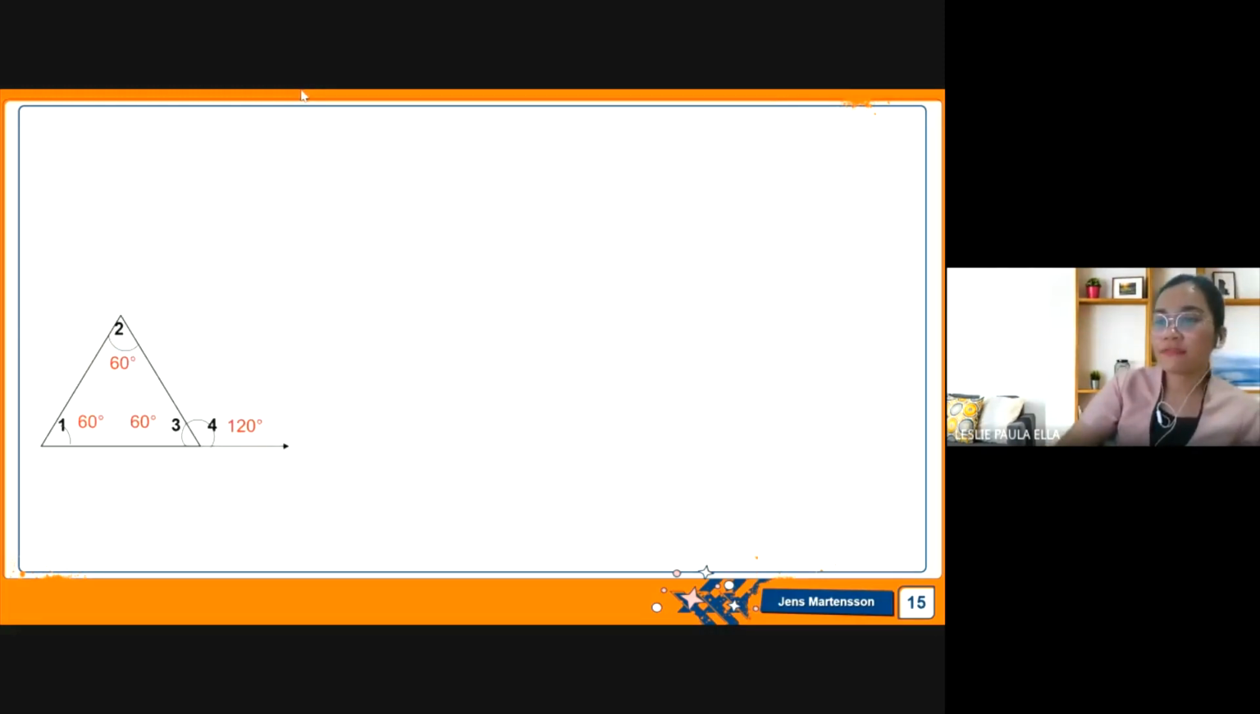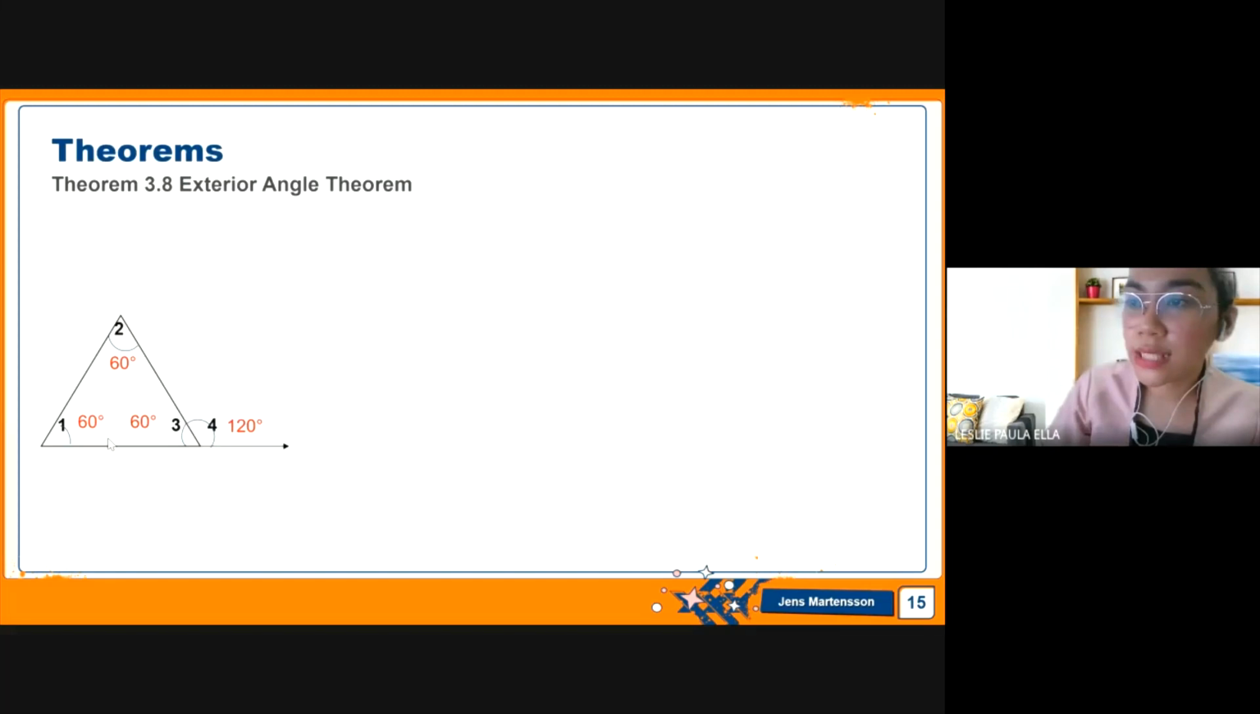Okay, so we have here a figure of a triangle that has an extended line. We have the triangle 1, 2, and 3, which has the value of its included angle as 60 degrees each. So again, if we add this, all the included angles will give us 180 degrees. And what about this theorem? We have here the exterior angle theorem.